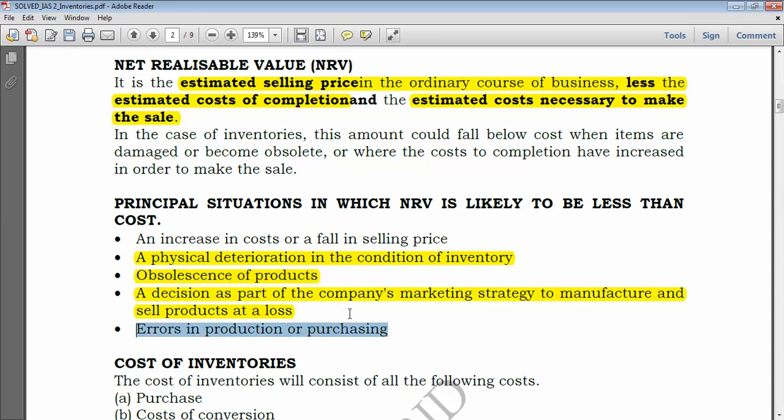Yes, but also you could have something like this. Let's say errors in production or purchasing. If you make errors in production, the product won't be complete, and so it won't have sufficient quality, and you will have to sell it at a much lower price. Right. So we're just speaking of this.